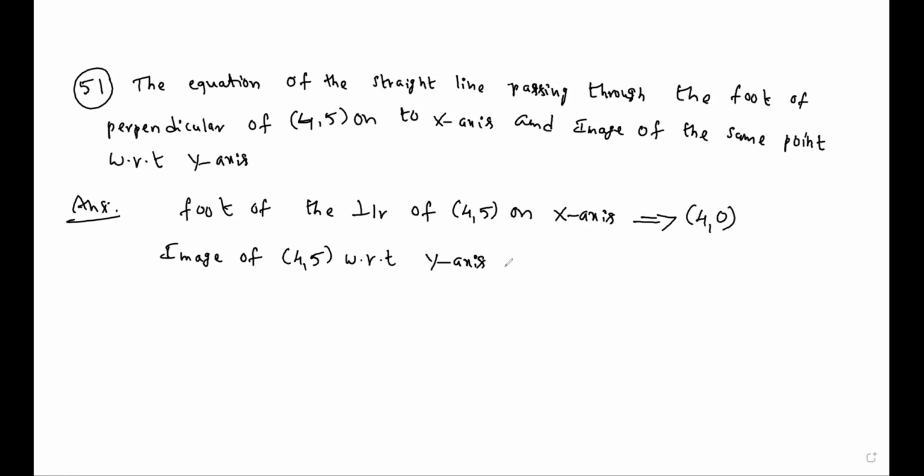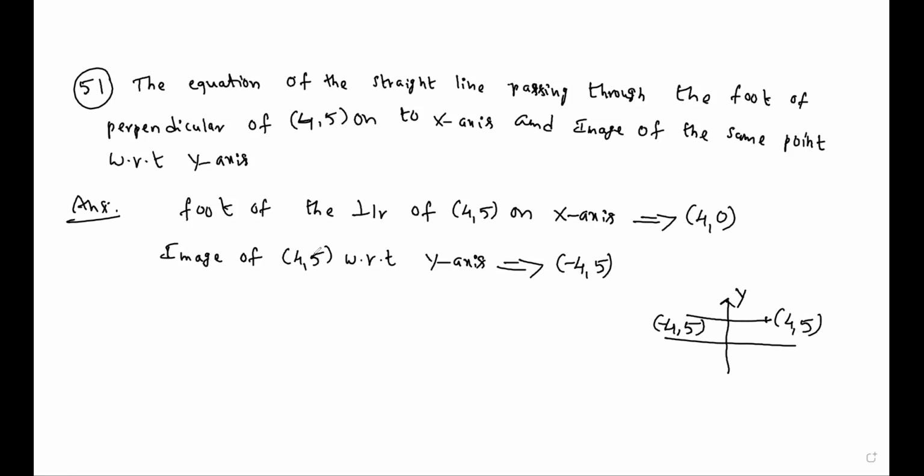Now, if you want to find the image of a point in the y-axis, for example, (4, 5) is lying here. We need to find the image of the same point with respect to the y-axis. That clearly lies in the second quadrant, the same length. In the second quadrant the x value is negative and the y coordinate is positive. That's why the image of this will become (-4, 5). Okay, now both points we got.